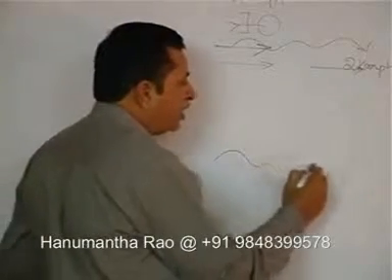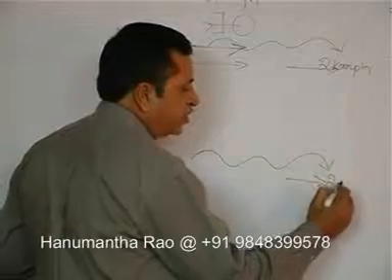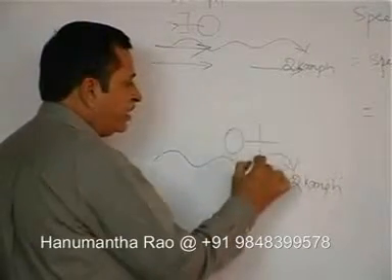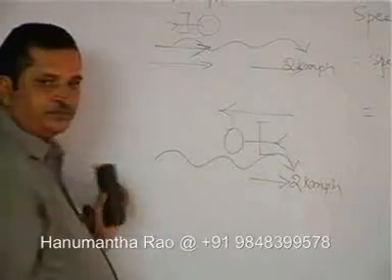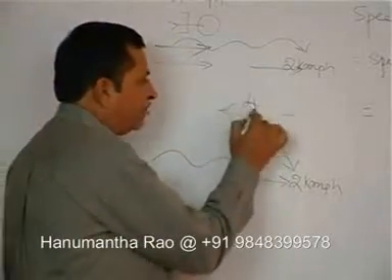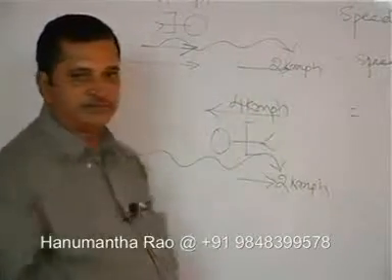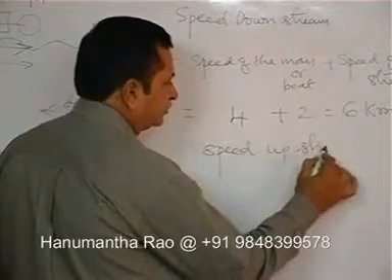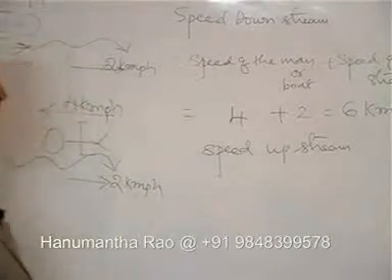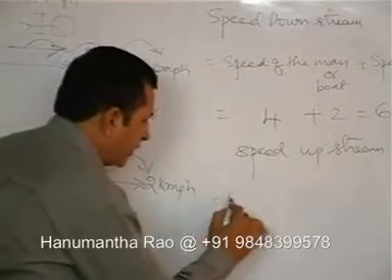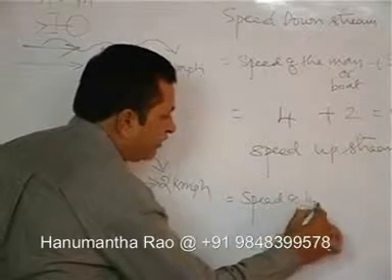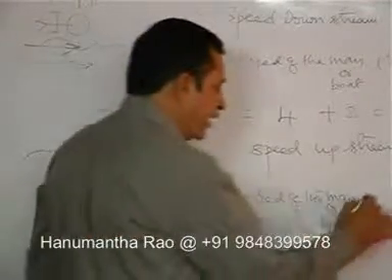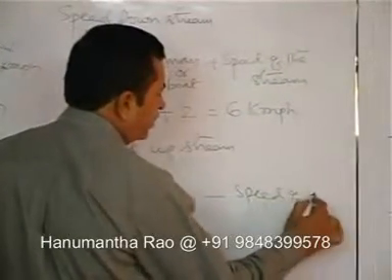Suppose water is flowing with a speed of 2 kilometers per hour and a man is swimming against the flow of water, with a speed of 4 kilometers per hour. This is called speed upstream. Speed upstream is equal to speed of the man or boat minus speed of the stream.